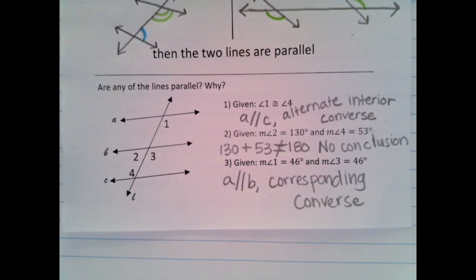So that's what I'm asking you to do today. On 3-2, if you're like, why is this different from 3-2? 3-2, I was asking you to find the angle measures. And 3-5 now, I'm giving you the angle measures, and you're telling me if they're parallel.